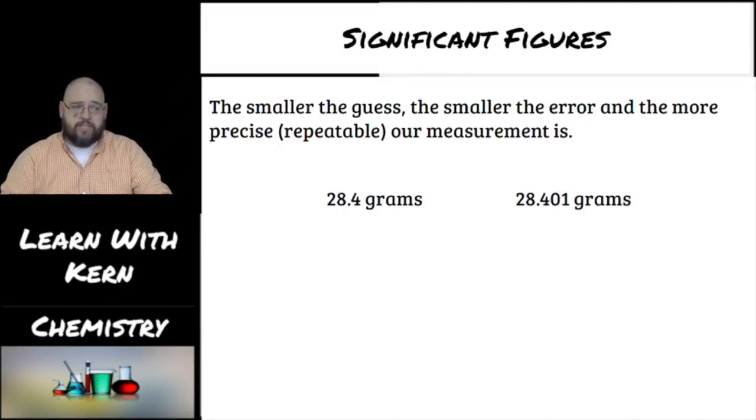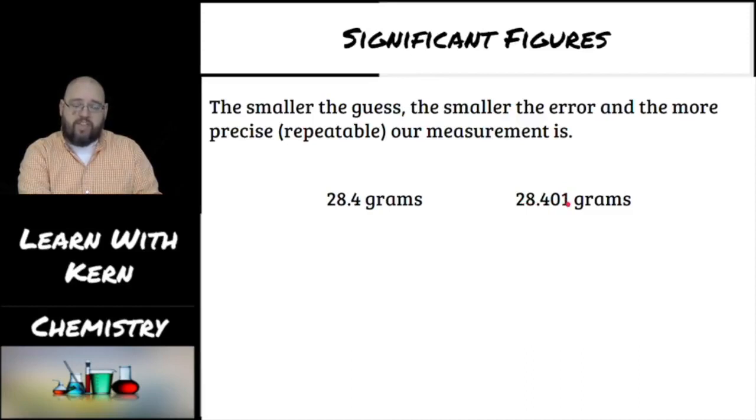So if I have the examples here, we have 28.4 grams and 28.401 grams. Either way, we could say something is 28 grams. That would be our rough estimate. But this measuring tool says that the 4 is our guess. The 8 is the known digit. We know the ones place, and our guess is in the tenths place. Well, on this one, our last known digit is the 0. So we know the hundredths place. So we're accurate to the hundredths place, and our thousandths place is the guess.